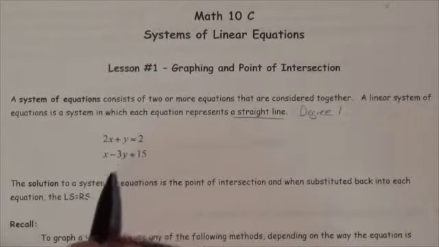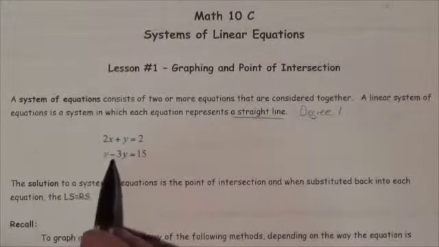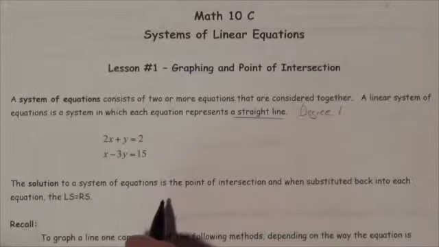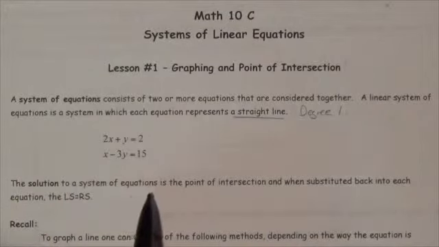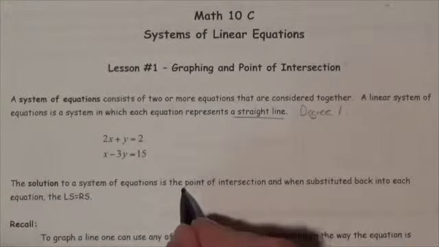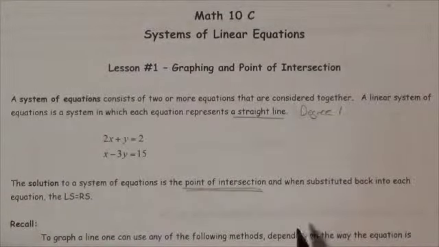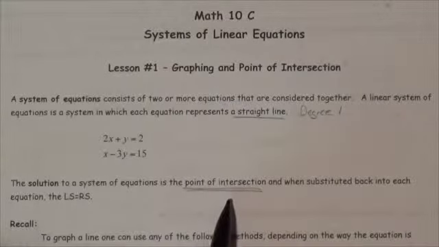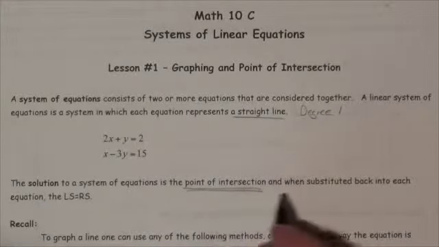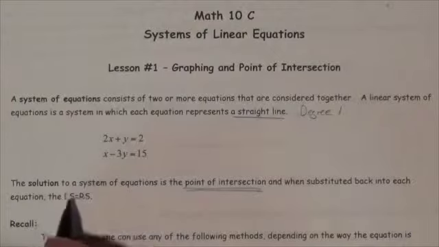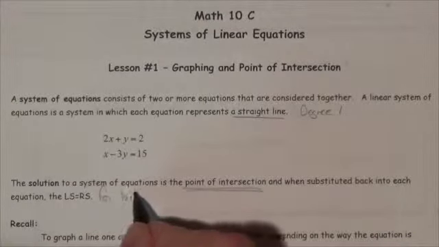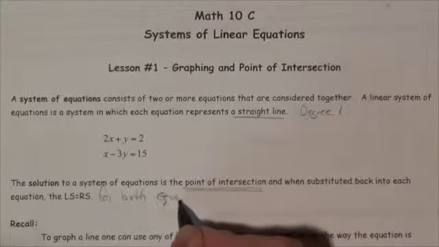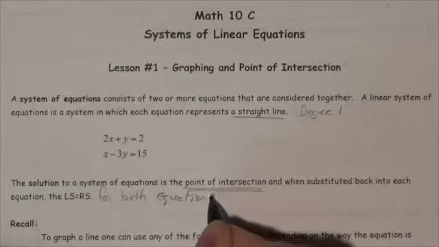2x plus y equals 2. x minus 3y is equal to 15. Now down here we read that the solution to a system of equations is the point of intersection, and man, we cannot emphasize that enough. It's the point of intersection between those two lines. And so when you substitute that back in, the left side equals the right side. Now that's true for both equations, that the left side equals the right side.